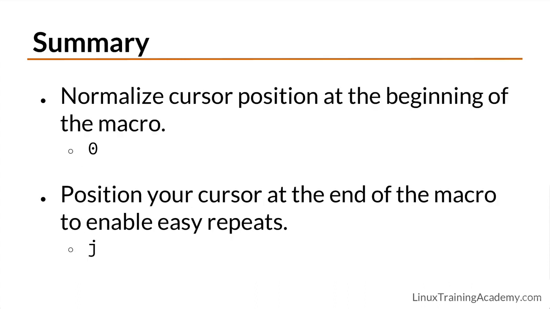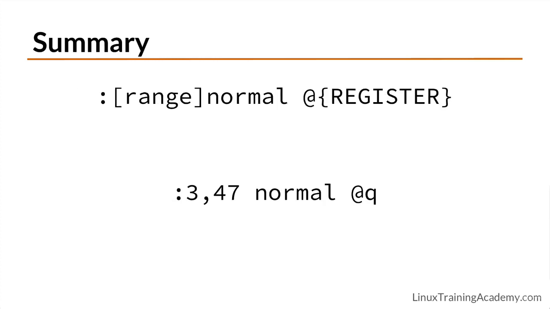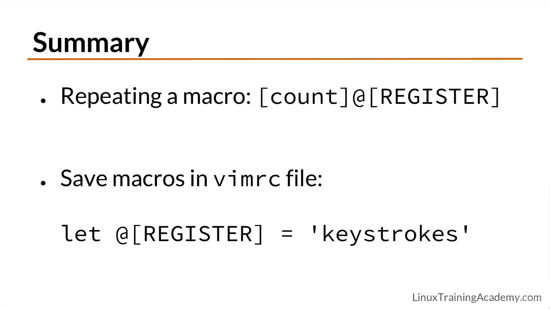You also picked up a couple of tips about creating macros, such as normalizing your cursor position at the beginning of the macro and positioning your cursor on the next line at the end of the macro so you can easily repeat it. You also learned how to control the area where a macro will operate by entering command mode, then supplying a range, following it with the normal command, and finally providing the macro with @register. You also learned how to repeat a macro multiple times by preceding it with a count. Finally, you learned how to save your macros in your vimrc file so they're available whenever you need them.